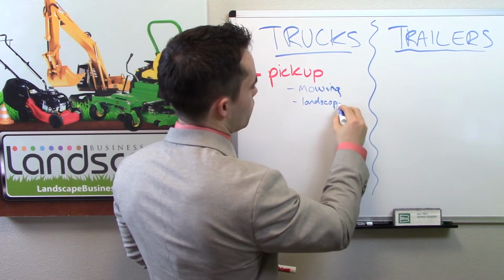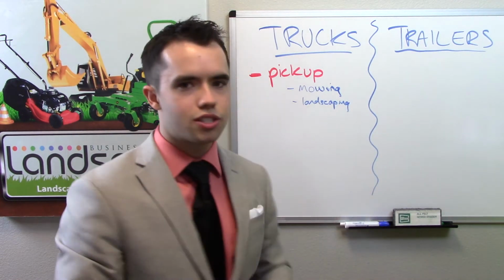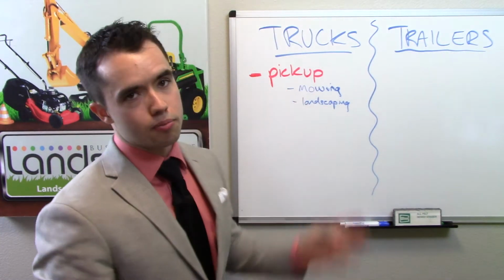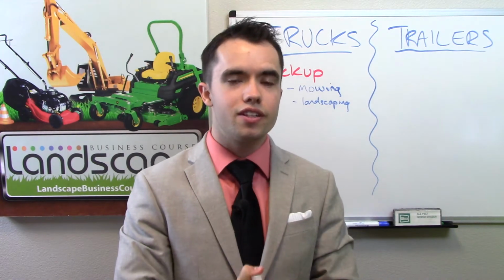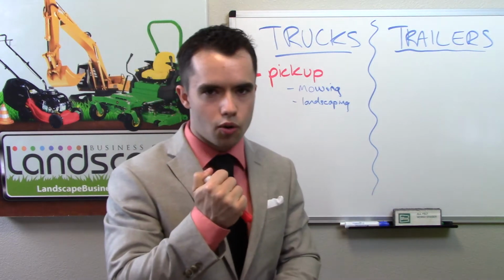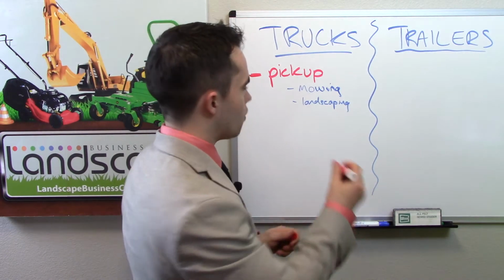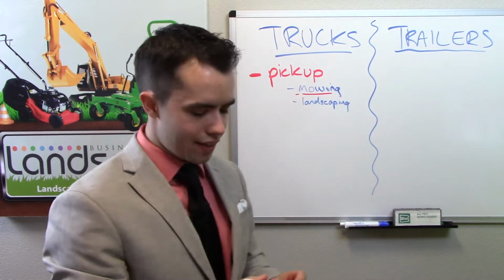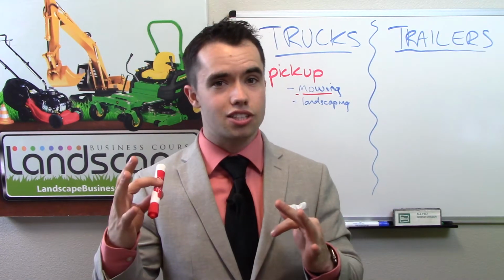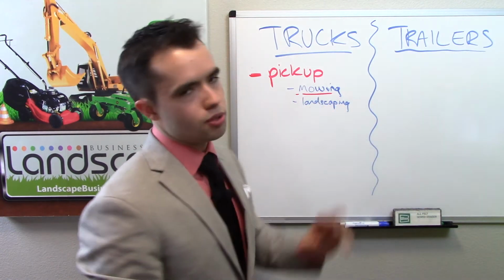In our company, the smaller pickups, the 1500s and 2500s, are going to be under mowing. That's the F-150s or F-250s or the 1500s and 2500s, basically half-ton and three-quarter-ton pickups. Those are usually used for mowing. It's a smaller truck that doesn't need to have a lot of towing power, doesn't need to be hauling equipment, doesn't need to be hauling lots of material, and isn't going to be attached to a heavy trailer. That's going to be used for mowing.